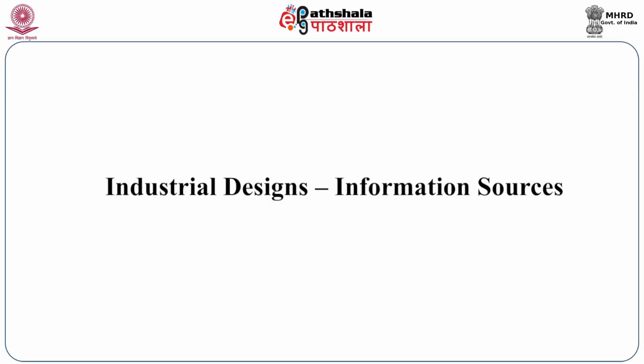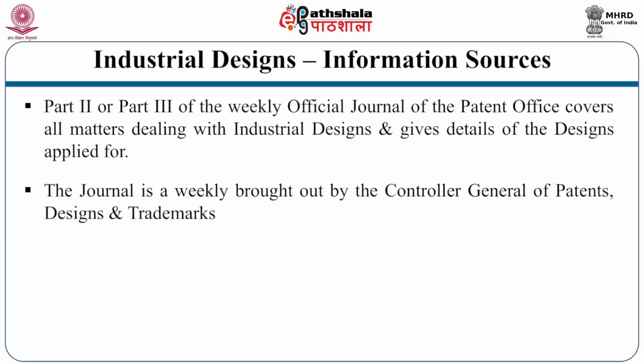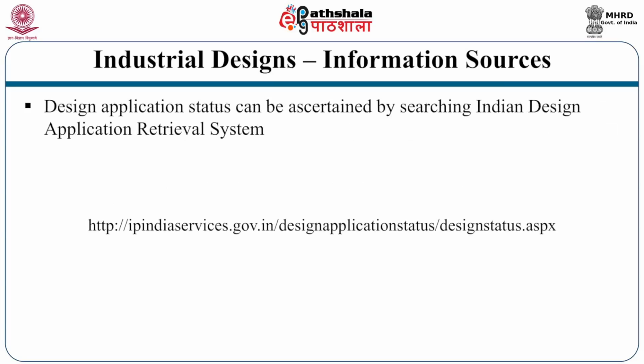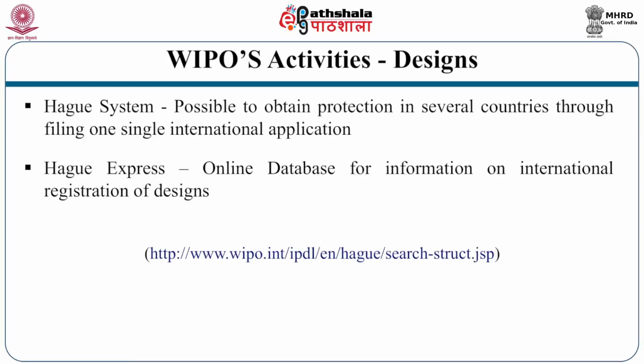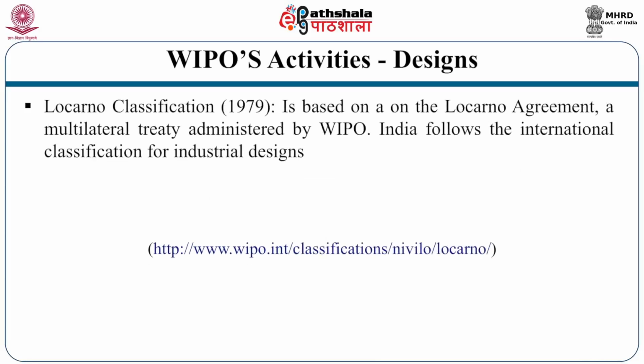Let us look at the information sources. Part 2 or part 3 of the official journal of the Patent Office, which was mentioned earlier under patents, covers all information relating to industrial designs. Design application status can be ascertained by searching the Indian Design Application Retrieval System, the website of which is given in your module. There is an international treaty for designs, which is called the Hague system, and there is an online database called the Hague Express, which is used for the international registration of designs. There is a separate classification for designs called the Locarno classification. India uses this classification for classifying designs.